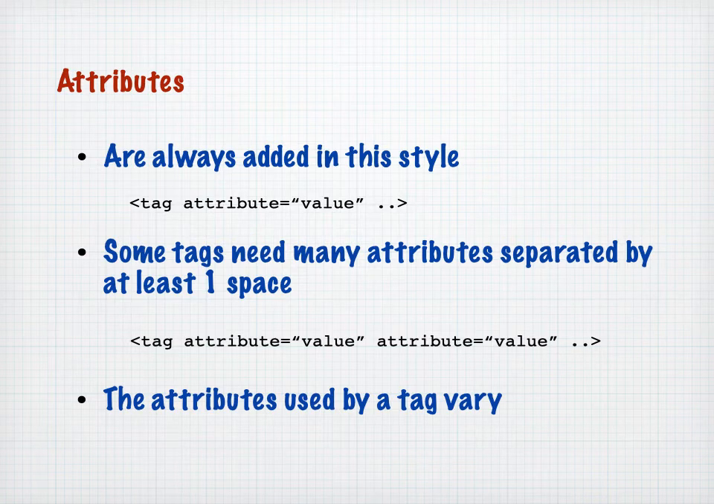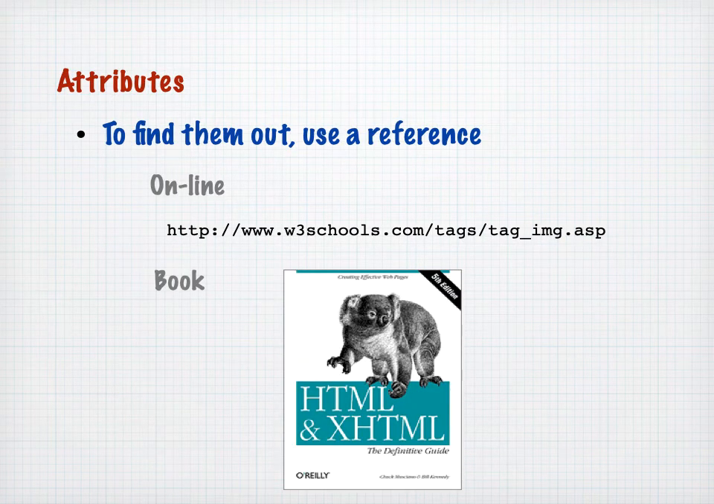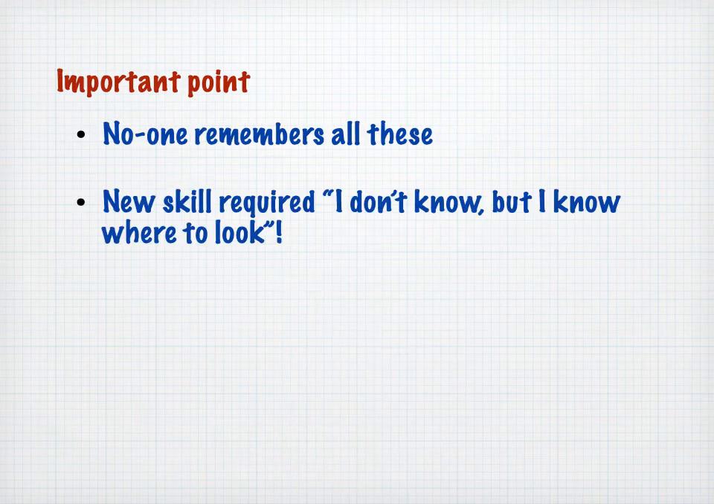Now, the attributes that are used with different tags vary. And to find them out, you use a reference. They're online, there are HTML books. I think it's important to note that not everybody remembers all the attributes or all the tags. And so the skill here is not necessarily in remembering these things, but making sure that you know where to look. I don't know, but I know where to look.